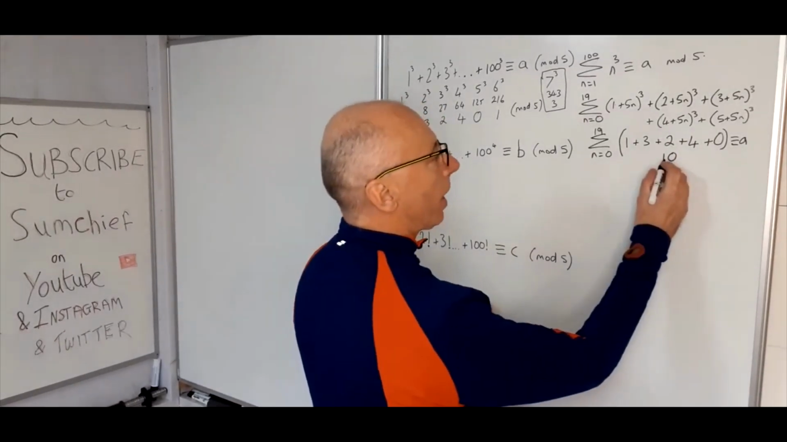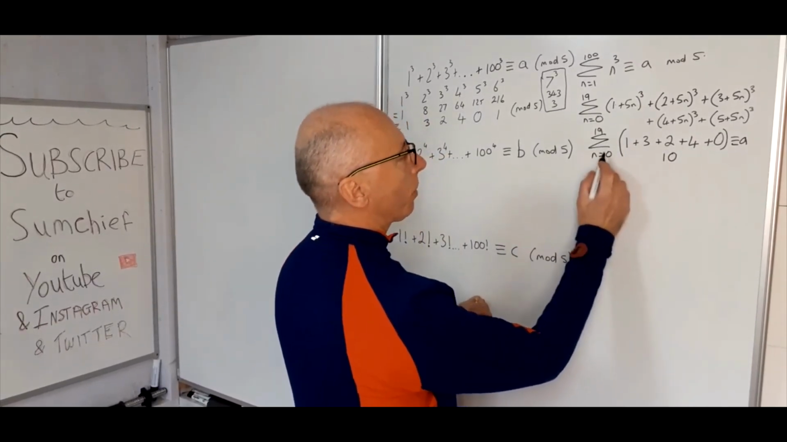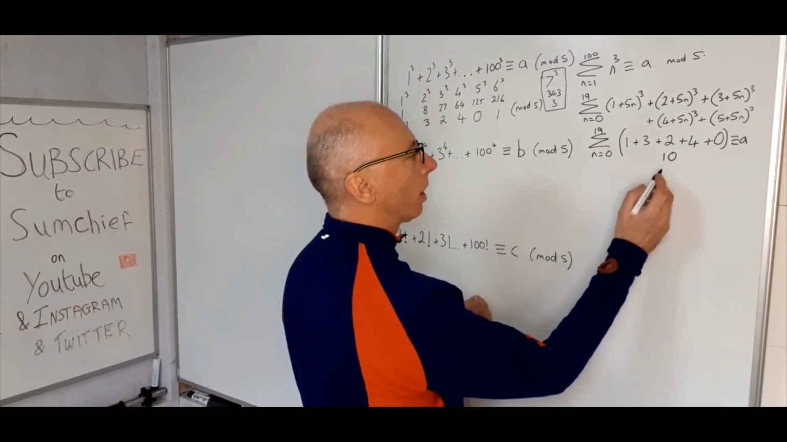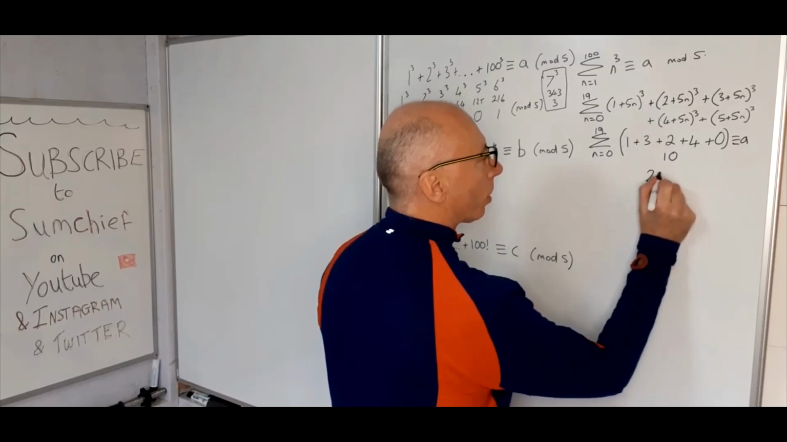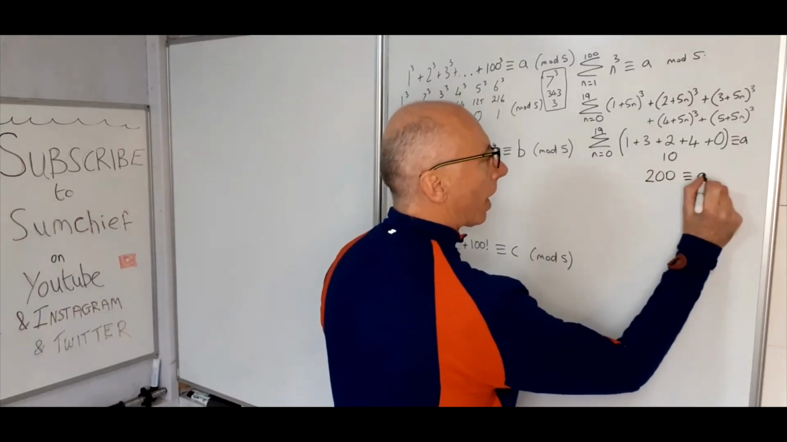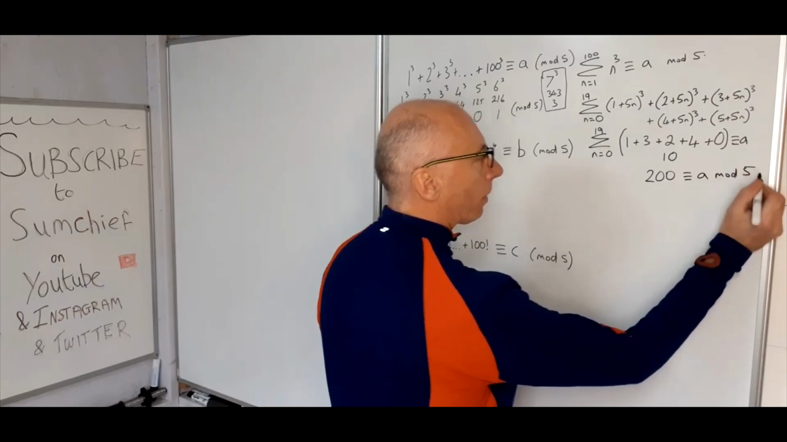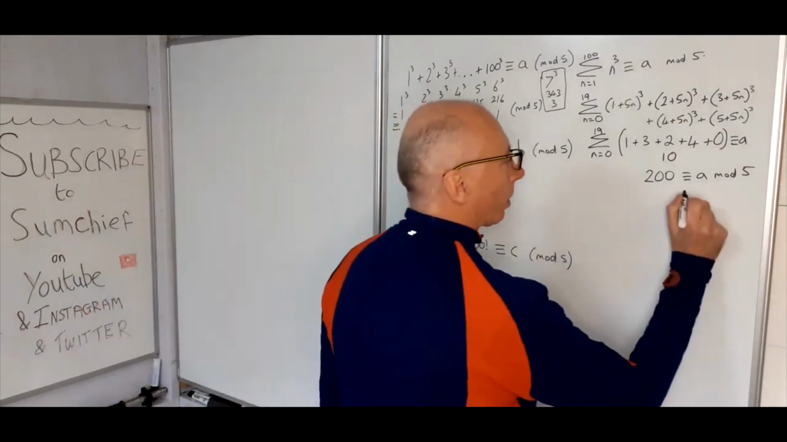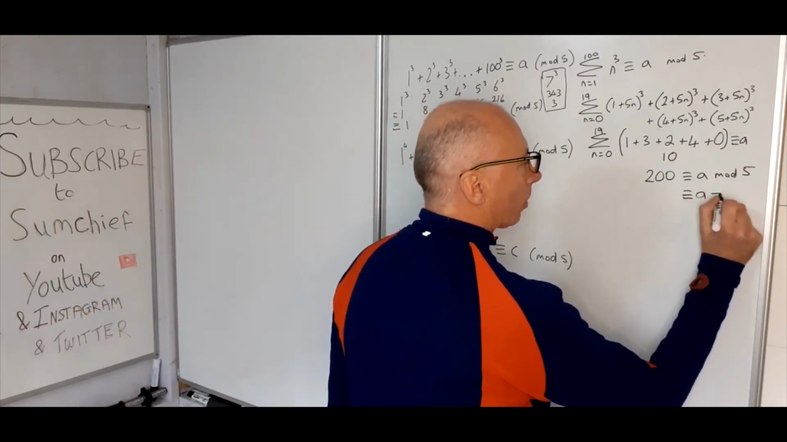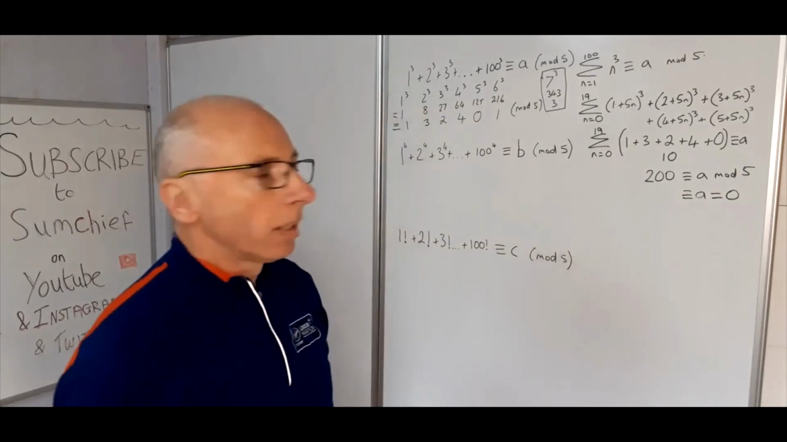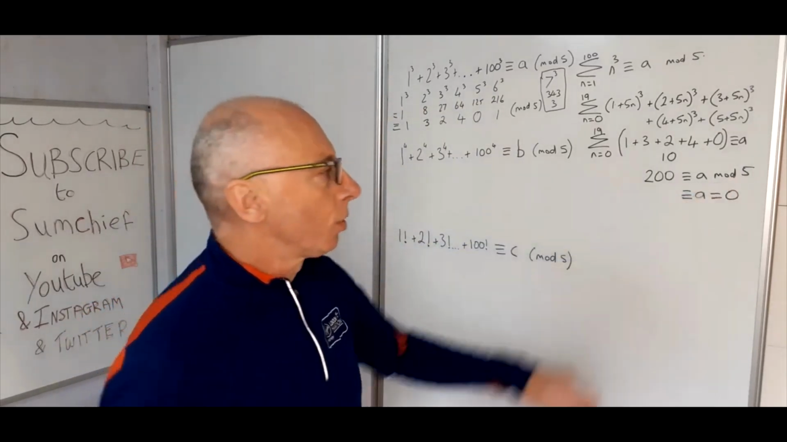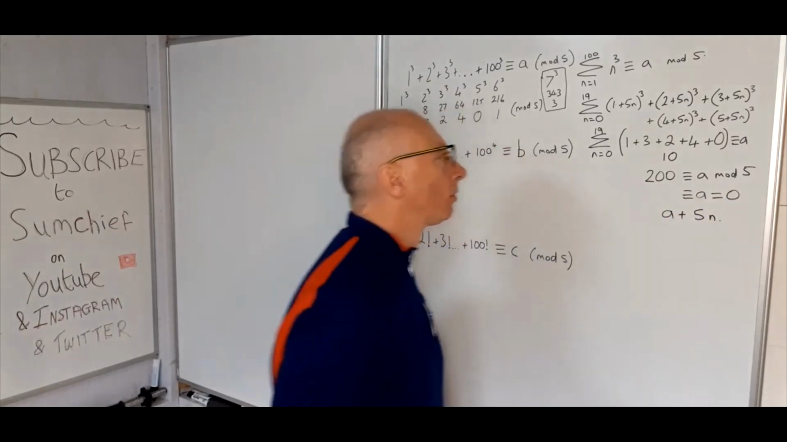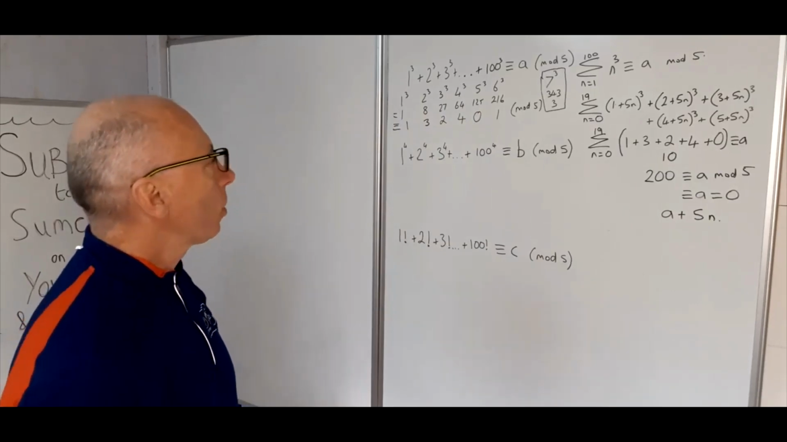Okay, so our total here is 10. And then if we just go through the process of adding them all up, we've got 20 lots of these. So 20 times 10 is 200. So then what we can say is that 200 is congruent with a mod 5. So of course our a here is going to be 0. So a equals 0. And then just to give us every solution, we can say a plus 5n. Okay, so that's the first one.